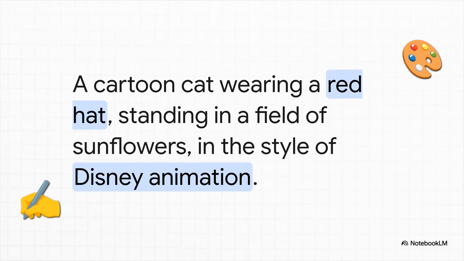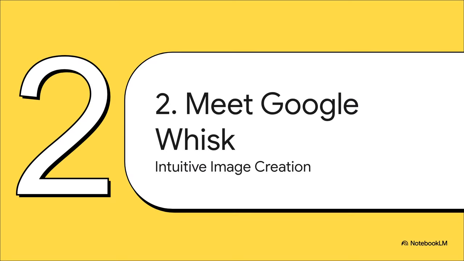I mean, we've all written prompts just like this. You have to spell out every single detail: the subject, what it's doing, the background, the exact artistic style, all using words. And sure, it works, but it's not exactly what you'd call fast or natural. And this is where Google Whisk steps in. It's this really elegant, really powerful solution that basically just throws that entire old school method right out the window.